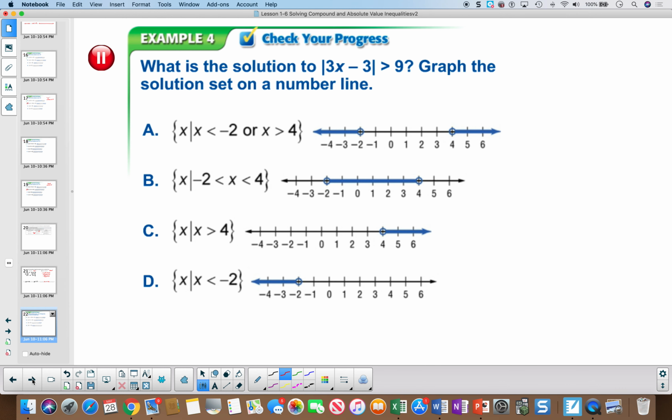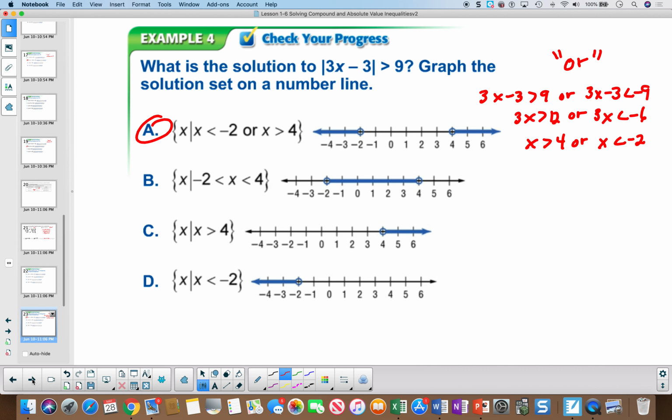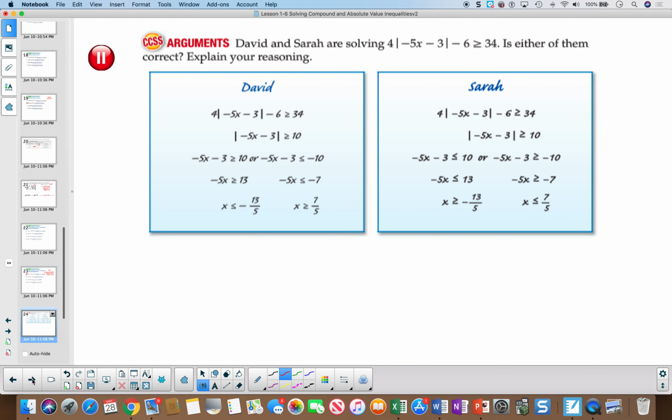Your turn, pause, and here's the answer. Pause to see where the error is.